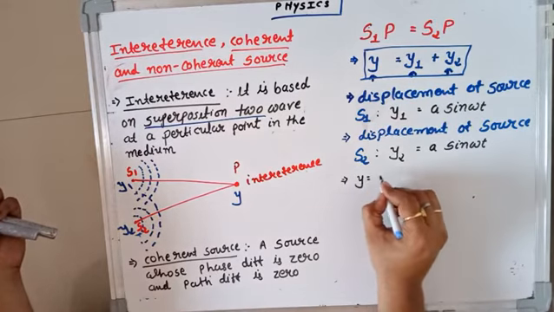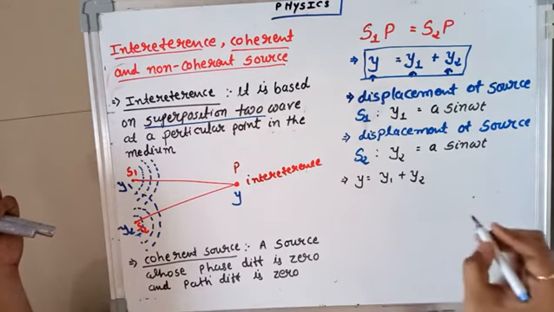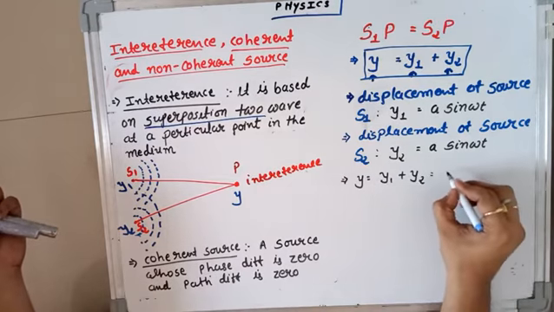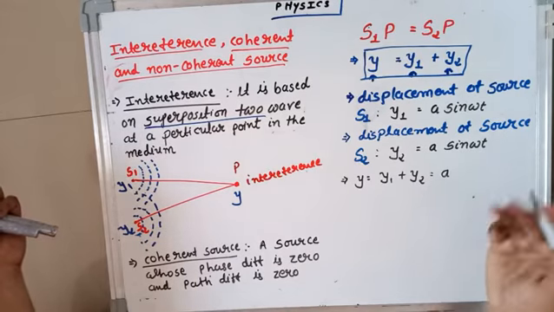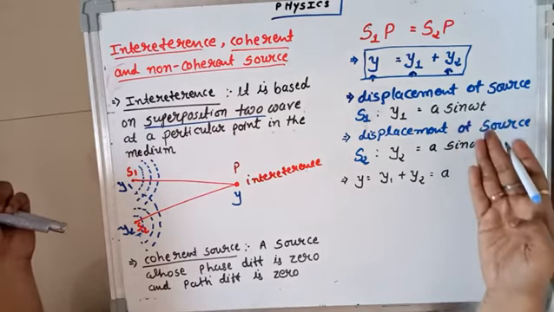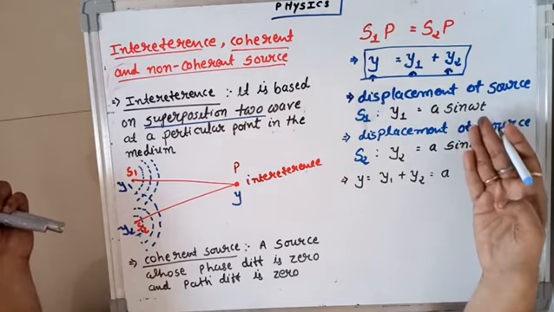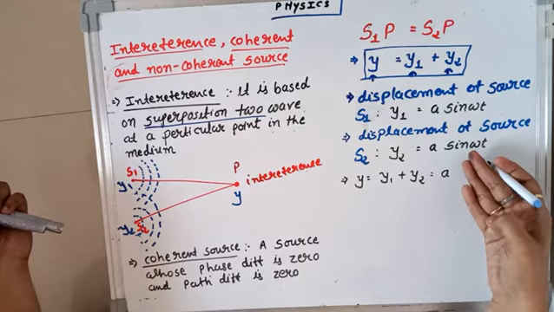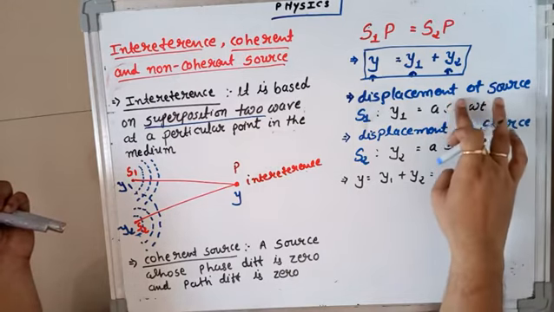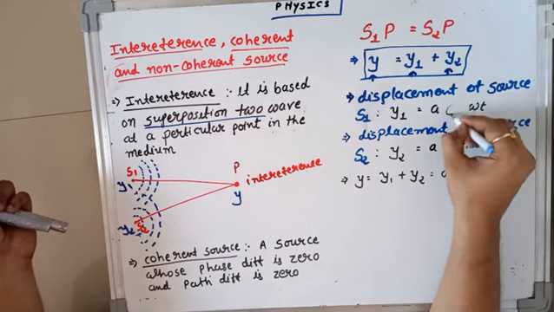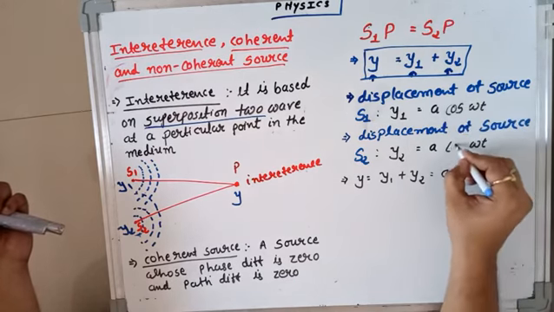Y is equal to y1 plus y2. Once again I write here, y1 is equal to a cos omega t. You could take a sin omega t, but in the textbook they use cos omega t, so we take cos omega t. It doesn't matter.